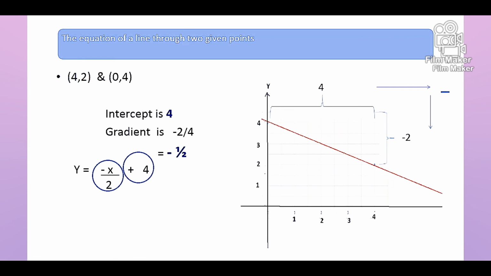Think. Pause the video and think. Alright. It is not in a neat linear form. So what do we do? We multiply all the values by 2 and we finally get the equation 2y equals minus 1x plus 8. Alright, I hope so far we covered the whole lesson on straight lines and graphs.